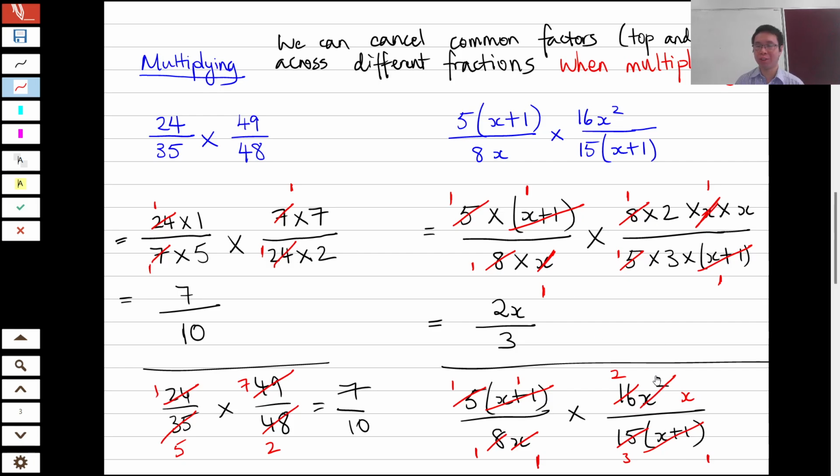Some people would just cross out the 2. I prefer to cross out the whole thing just to make it clear. And now if we do the multiplication, again, we get 2x on 3. So if you're comfortable doing the quick way on the bottom, go for it. If you're still developing your confidence for fractions, I recommend writing out the long way for the first few and then gradually move to the bottom once you're more fluent with it.